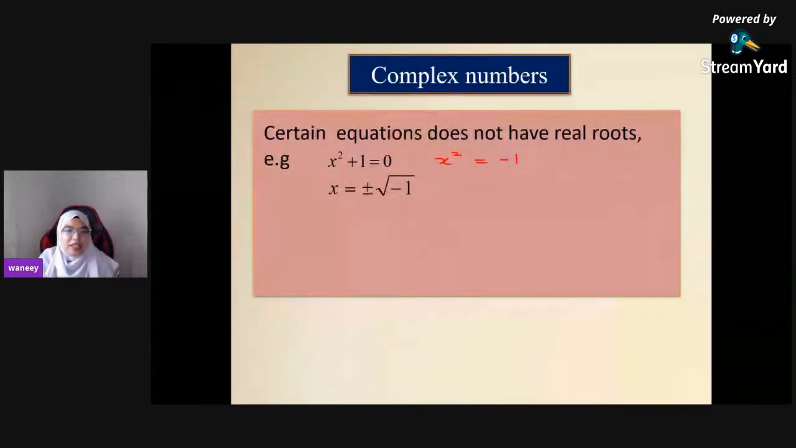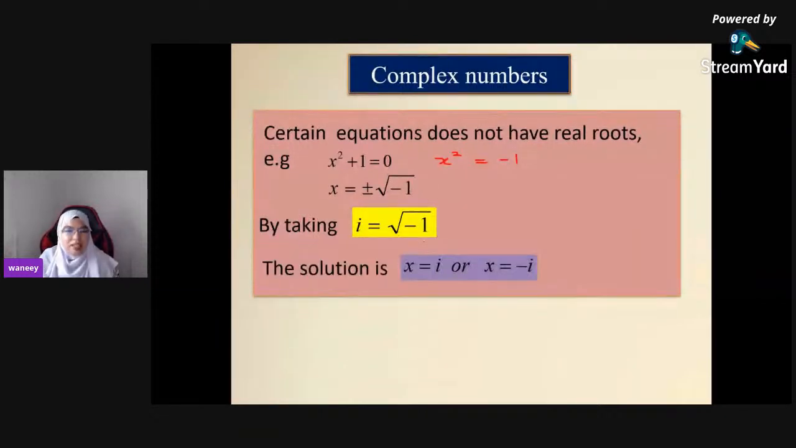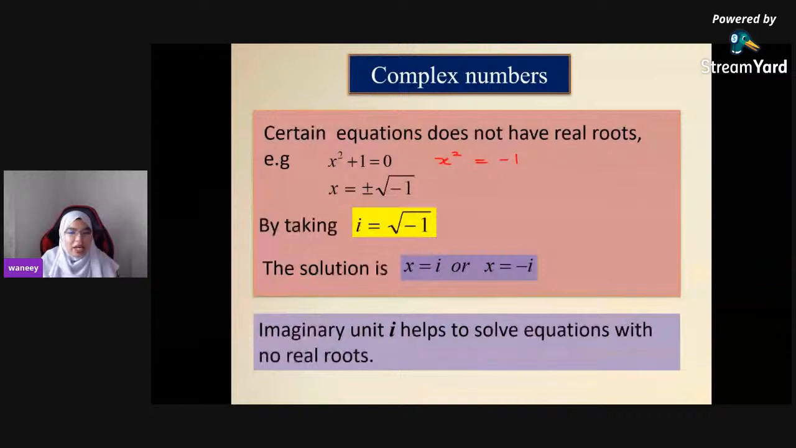So plus minus square root of -1. So what we can do is that we can take i equal to the square root of -1. Then the solution is either x equal to i or x equal to -i. Therefore, we do have some solution, although that is a complex number. Biasanya yang ni kita pakai untuk elektrik sikit lah. I kan kalau tengok elektrik I kan. Okay, so complex number x equal to i or x equal to -i. Okay, so the imaginary unit i helps to solve equations with no real root.